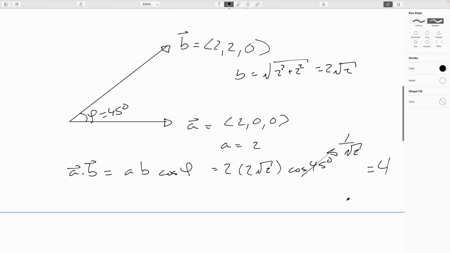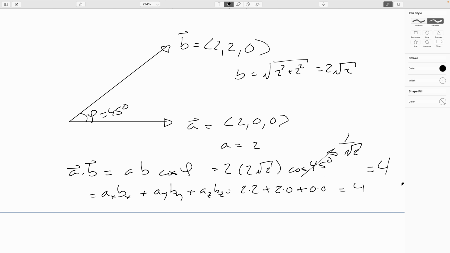Or, since we've got the vector components, we could also do this by saying it's equal to AX BX plus AY BY plus AZ BZ. So this will be 2 times 2 plus 2 times 0 plus 0 times 0, which is 4. So either way works. Whatever is most convenient for you is the right way to go ahead and do the problem.